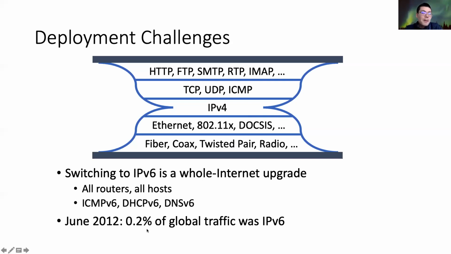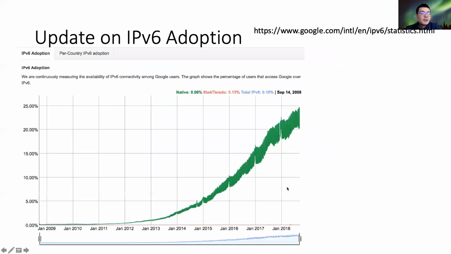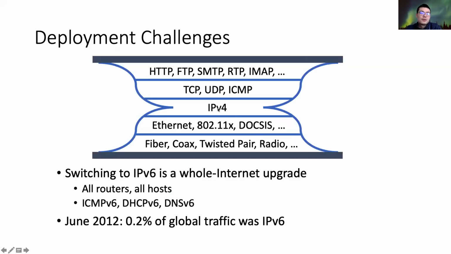And by June 2012, only 0.2% of the traffic is IPv6. Right now it's much higher, but again, it's not that high. You can see like in 2019, it's just 25%. So this will be a long-term process because it's a bottleneck layer. Everyone needs to upgrade this.